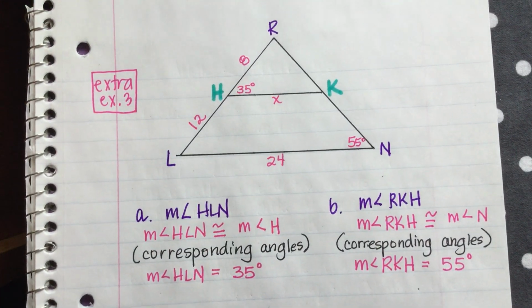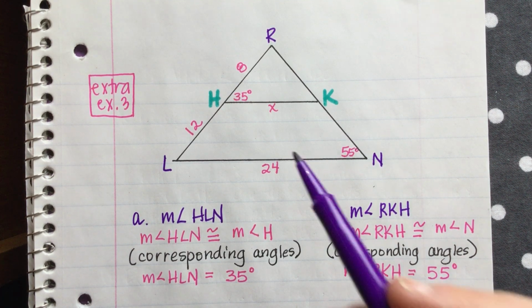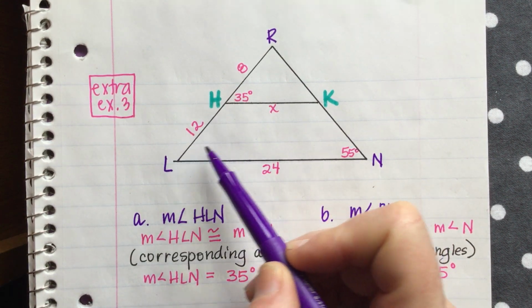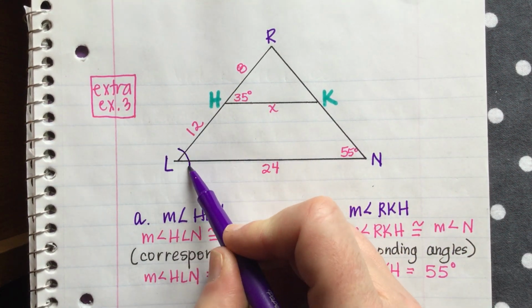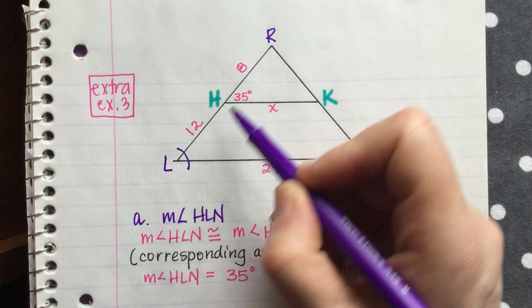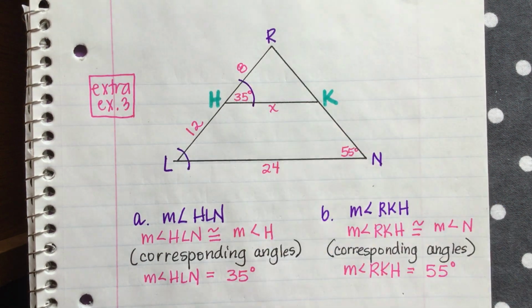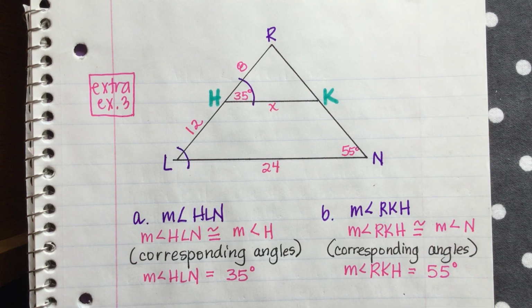The last example that they gave you in the video was talking about this picture. And again, it's another example of taking everything that you've learned in this entire unit and pulling it together. So for A, the measure of HLN, if I follow that line, HLN, I'm looking for this angle here in the corner. That angle is going to be the same measurement as the angle in the smaller triangle that's in the same place. So that's going to be this 35 degrees. Those are corresponding angles, so they have the same measurement.